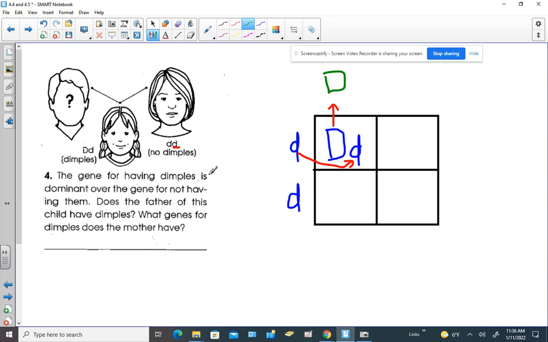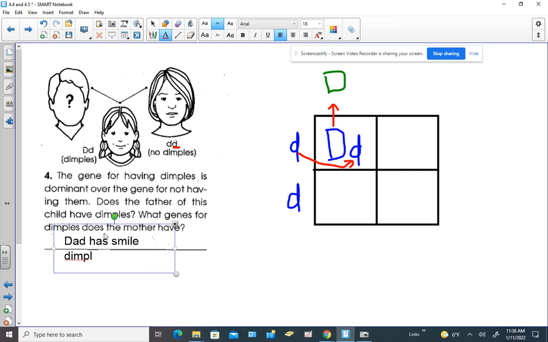So remember, the gene for having dimples is dominant, and this child has dimples, so that means dad must have dimples. So let's put that as our answer. The question asks what genes for dimples does the mother have? And it says, does the father have smile dimples? So dad has smile dimples. The mother, or the mom, has lowercase d recessive.